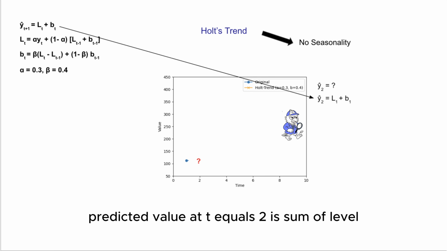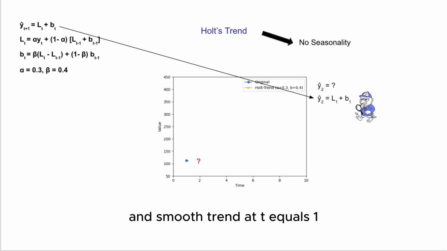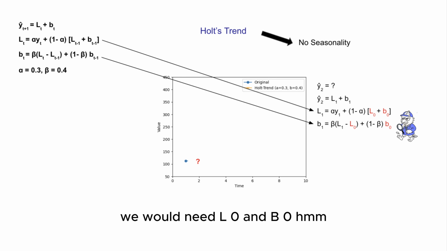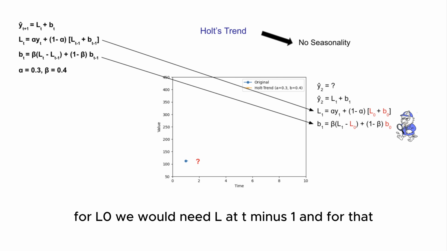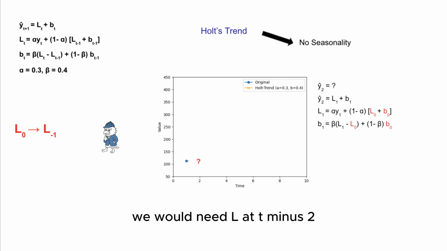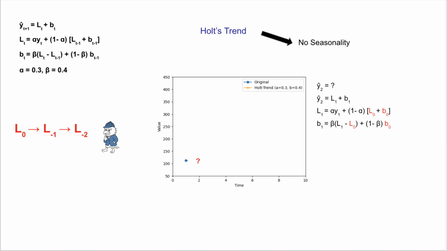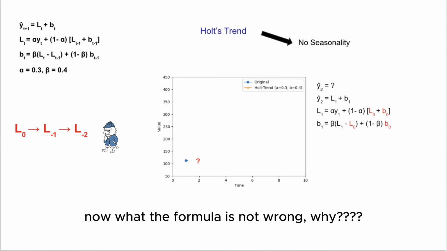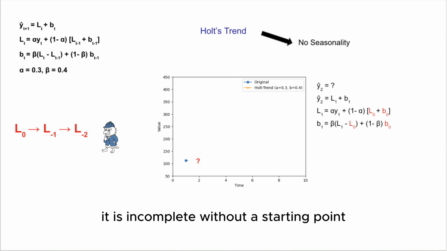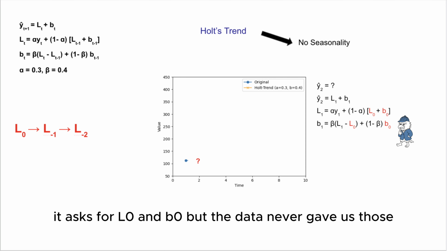From our equations, the predicted value at t equals 2 is the sum of level and smooth trend at t equals 1. In order to determine L1 and B1, we would need L0 and B0. For L0, we would need L at t minus 1, and for that, we would need L at t minus 2, and this cycle goes on. Now what? The formula is not wrong. Why? It is incomplete without a starting point. It asks for L0 and B0, but the data never gave us those.